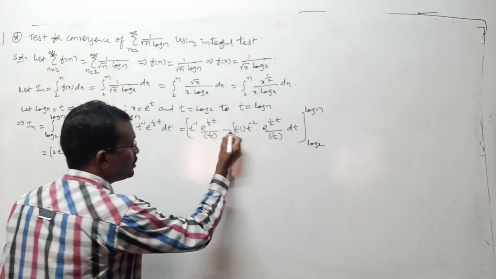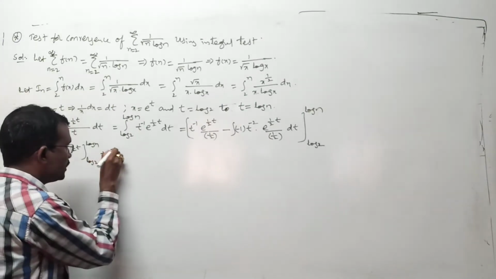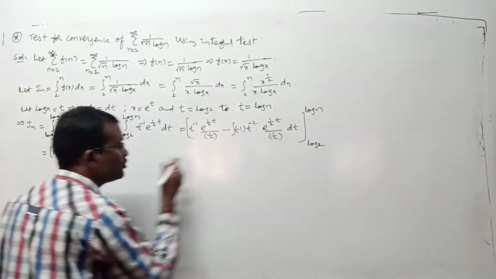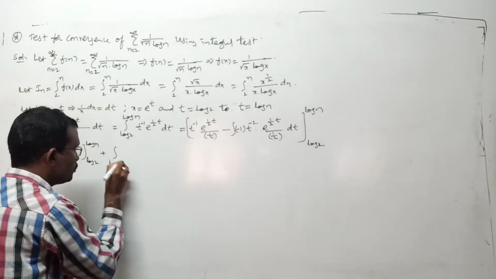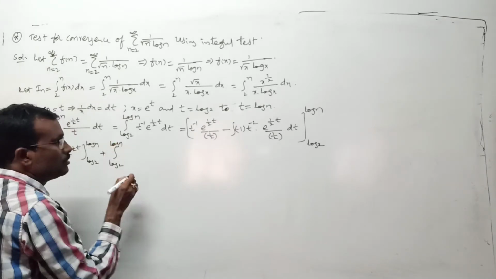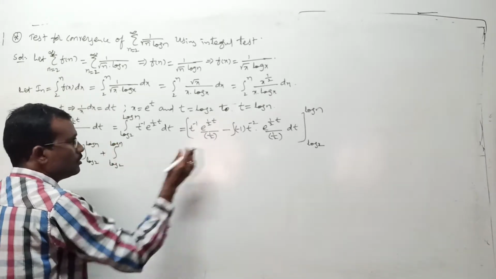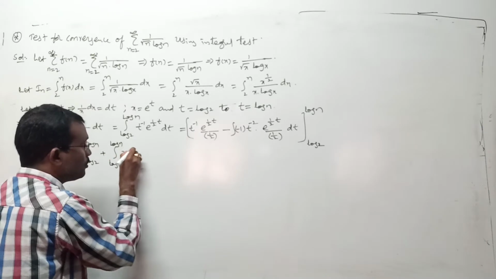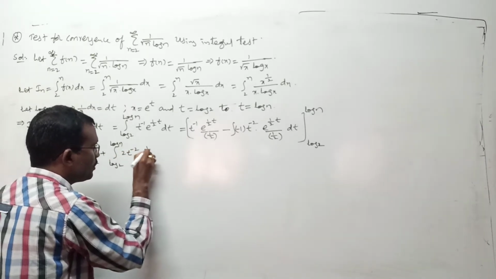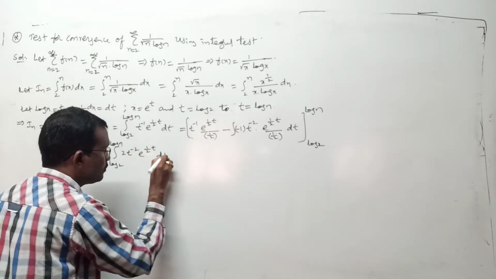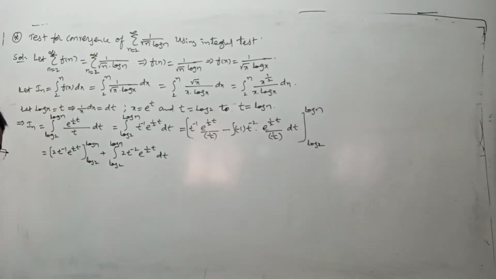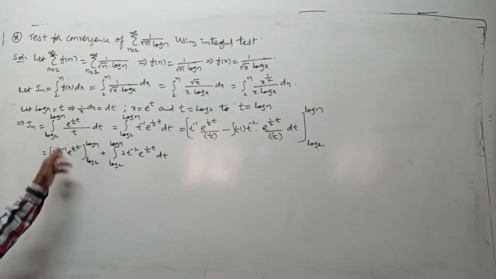Now here minus into minus becomes plus. Integral, directly integral limits I am using here, log 2 to log n, 2 into t power minus 2 e power 1 by 2 t dt. Right? Now let us use bounds here. Let us substitute bounds here.